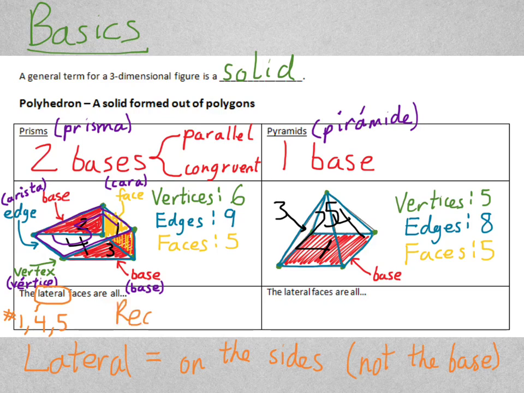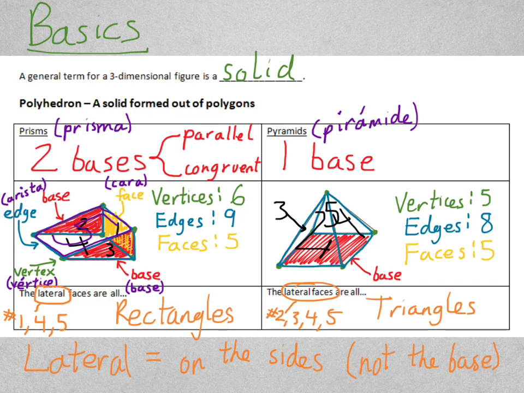Faces 1, 4, and 5 are all rectangles. That's true for all prisms. Their lateral faces are all rectangles. For a pyramid, the lateral faces would be 2, 3, 4, and 5. The only one that's a base and doesn't count is number 1. All of those are triangles. For all pyramids, the lateral faces are triangles.